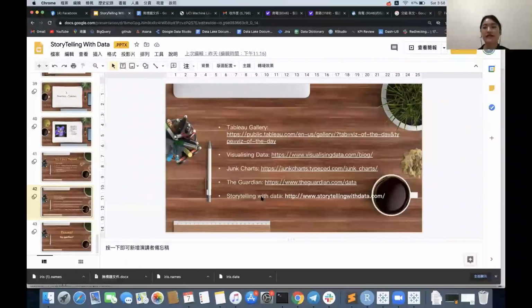And the last one is Storytelling with Data. The author has a book called Storytelling with Data. So if you are interested, you can also use the website to learn how to do it.